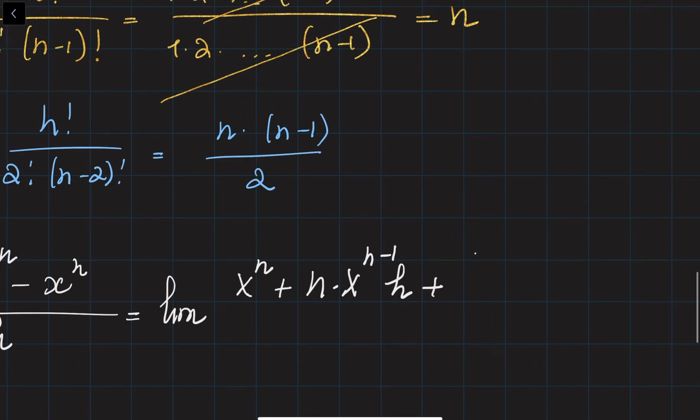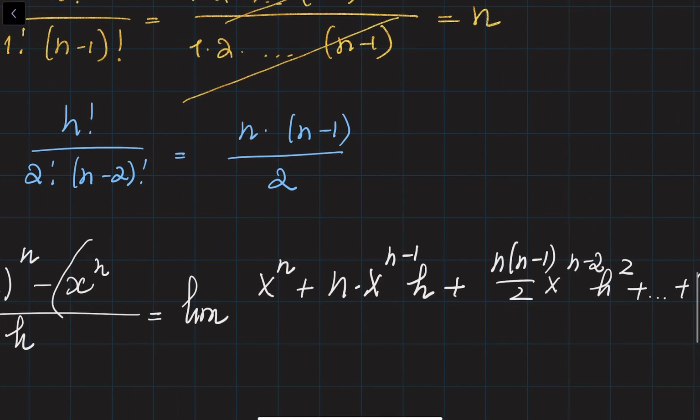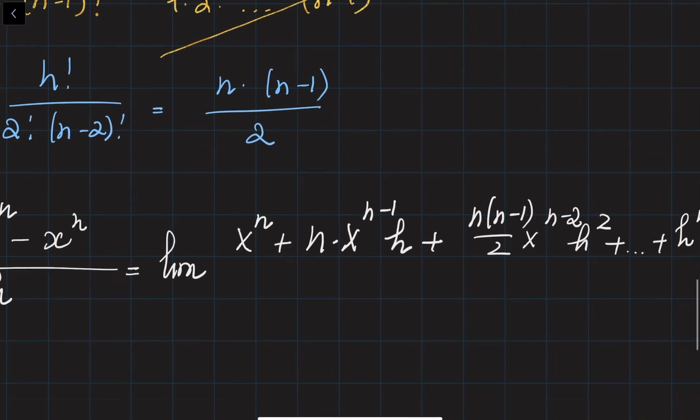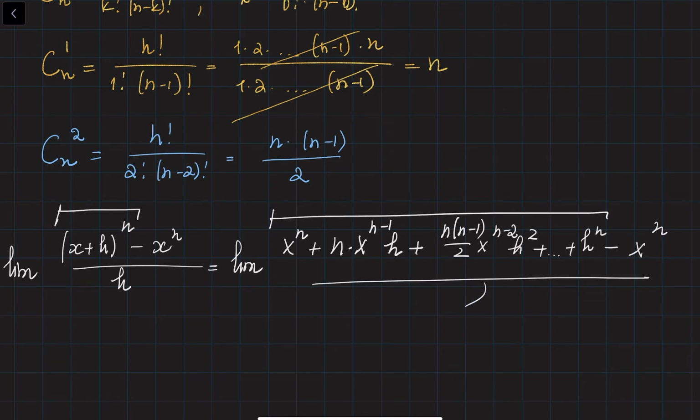Plus, the third term was n times (n minus 1) divided by 2, x to the power of n minus 2 times h squared, and so on, plus h to the power of n. So all of these n plus 1 terms are just the expansion of this term. So I have to subtract x to the power of n, and then I have to divide these things by h, and I have to find the limit when h goes to 0.